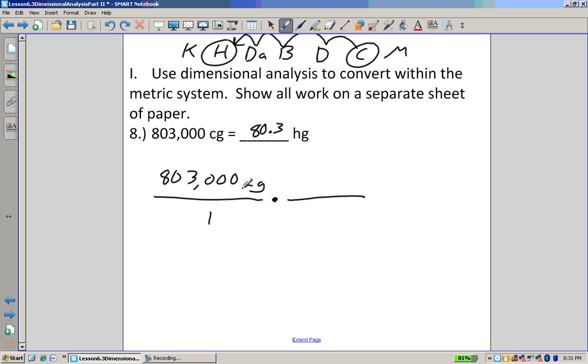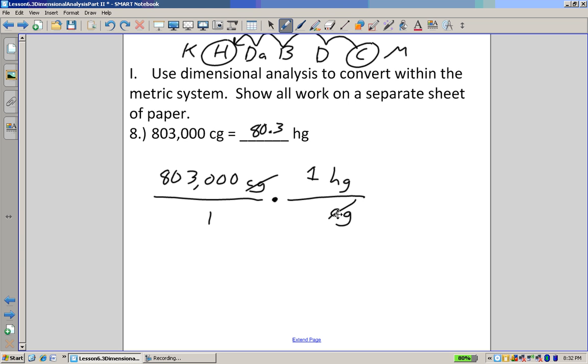The centigrams are what we want to get rid of, so we're going to divide these out by putting the centigrams on the bottom. To get our conversion unit here, we're going to put the hectograms, which is what we want to convert into, on the top. Now look at the acronym here. On the left, which one do we have? Hectograms or centigrams? Definitely the hectograms are to the left. That's the larger unit, so it gets the number 1.